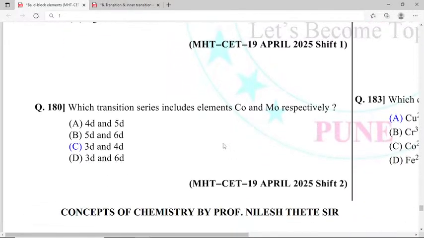Which transition series include cobalt and molybdenum? 3d and 4d. So cobalt is a 3d element and molybdenum is a 4d element. So 3d and 4d series.